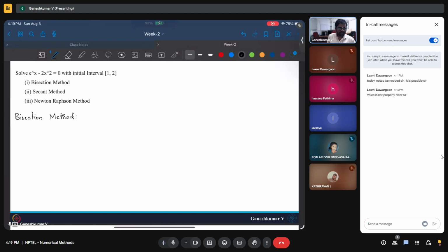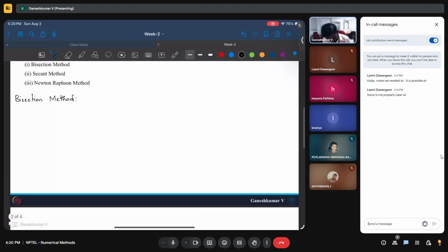So the first question that we are solving today is again a nonlinear equation, and an interval is given, and we should be solving it using 3 methods: bisection, secant, and Newton-Raphson method. First we will solve using the bisection method. So let me write down the function. F of x is e power x minus 2x squared. So we want the root of this function.